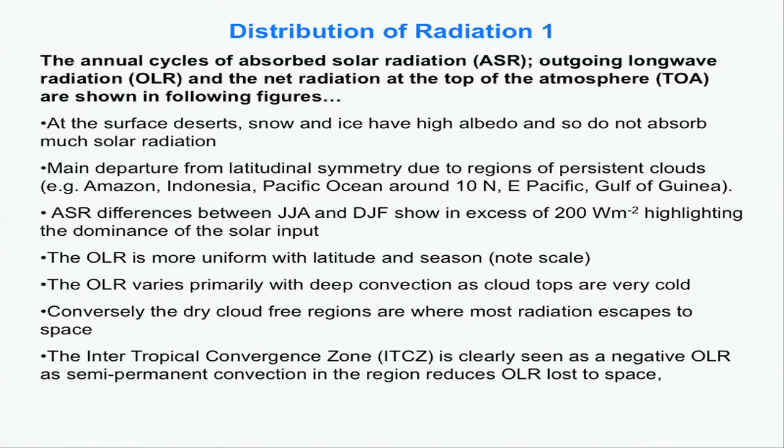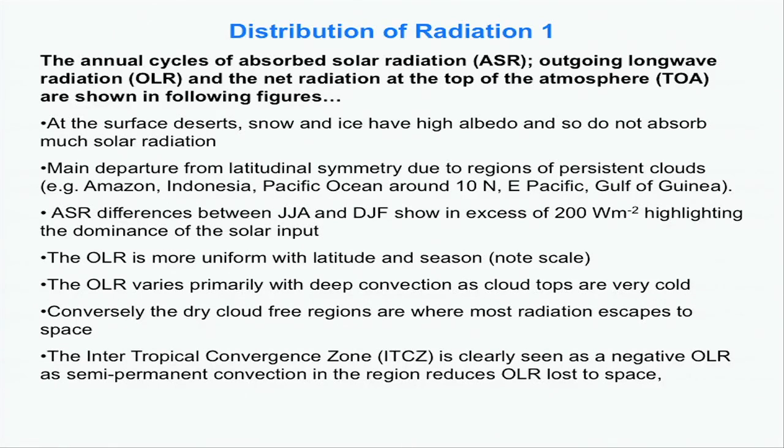And what we're going to see when we subtract the two JJA and DJF patterns to look at the difference, we're actually going to highlight something called the intertropical convergence zone, which is extremely important. And what you'll see is a band of negative outgoing long-wave radiation, which is a semi-permanent region, which is effectively where most of this convection tends to occur in the equatorial region. And that, of course, is going to reduce the outgoing long-wave radiation to space because we've got these very deep clouds.